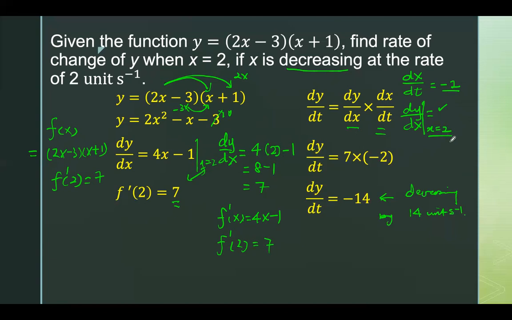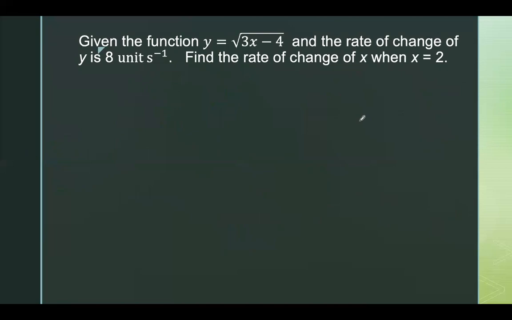Okay, so I repeat. When you read the question, the first thing you find is dx/dt, and then dy/dx, and the value of x. It may be given in the question, or sometimes it is not given. Then we can apply the formula dy/dt equals dy/dx times dx/dt. Remember there are 3 steps: 1, 2, 3. Then we go to this question: the rate of change of y is 8 units per second. Find the rate of change of x when x equals 2.